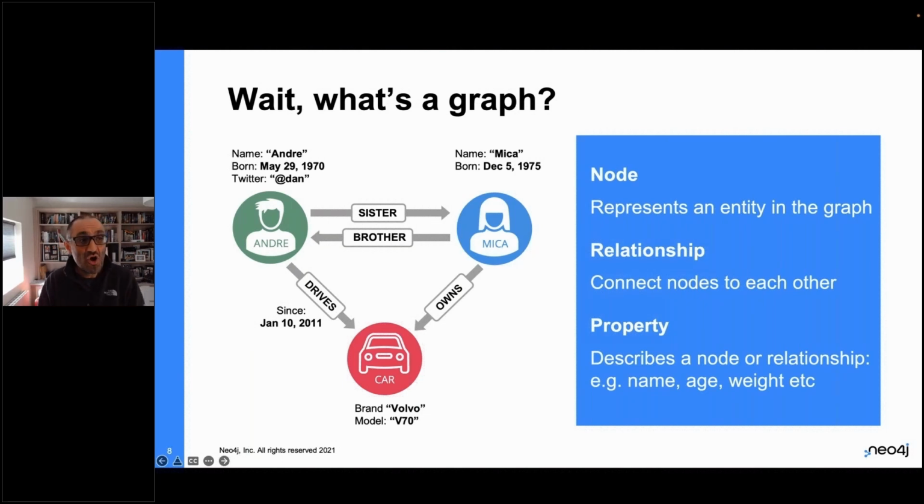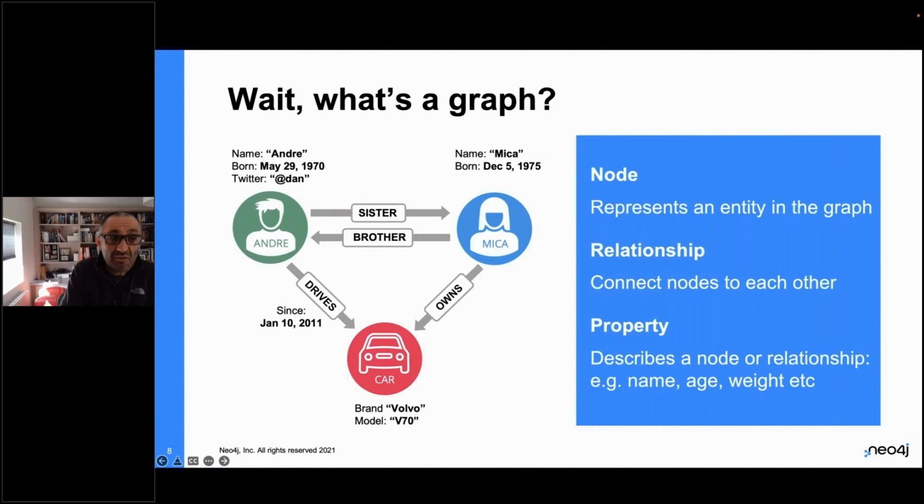You can see here I've got a node labeled Andre. He has a birthday back in the 70s. Peculiarly, he tweets at Dan. That's allowed. And you can see that there's some relationships connecting Andre to other nodes. So if I follow the outgoing relationship labeled sister, I find another human. I find this person called Mika. And by the way, if I traverse from Mika leftwards, I find Andre is her brother.